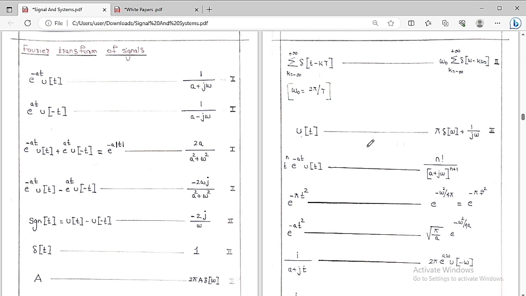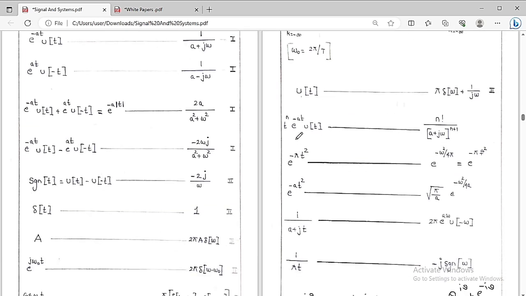So the Laplace transform is 1 by s. For the Fourier transform, replace s by j omega and keep an extra factor pi into delta of omega. And you know, for t to the power of n into e to the power of minus a t into u of t, the Laplace transform is n factorial by s plus a all to the power of n plus 1. If you want the Fourier transform, replace s by j omega, and we are going to get these things.